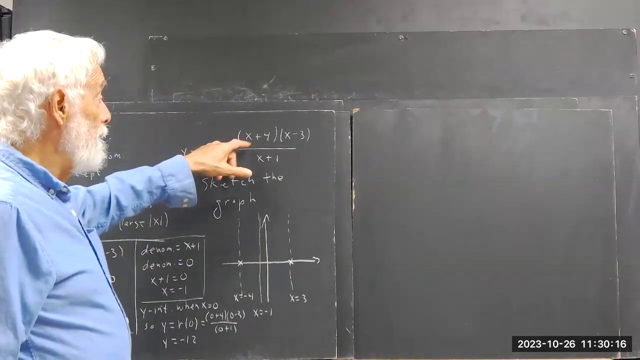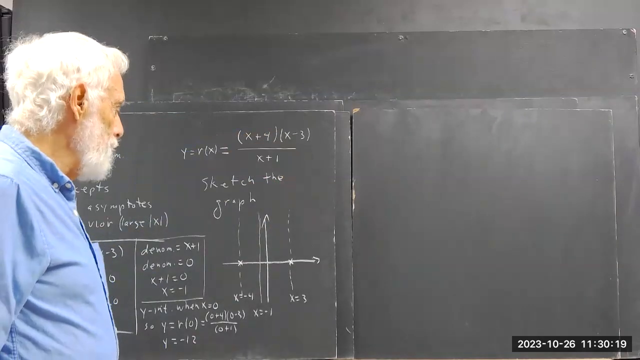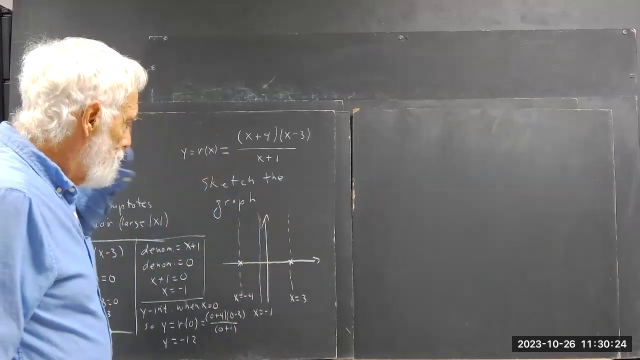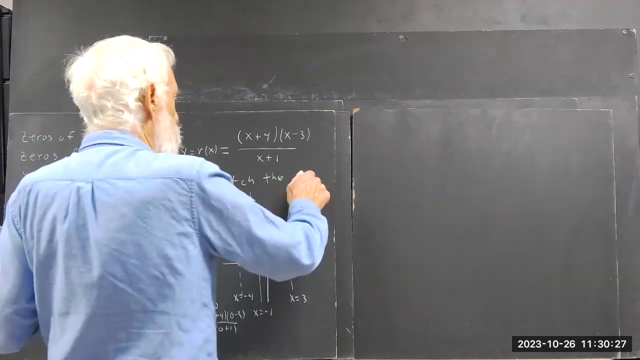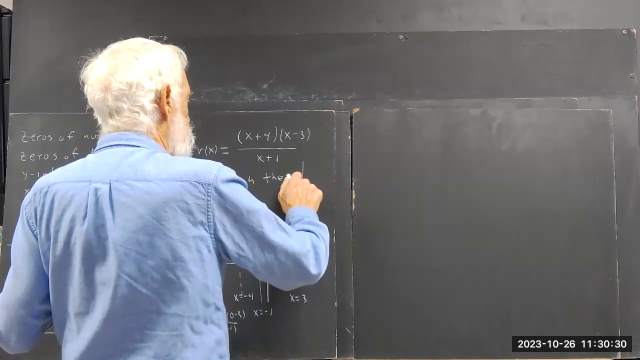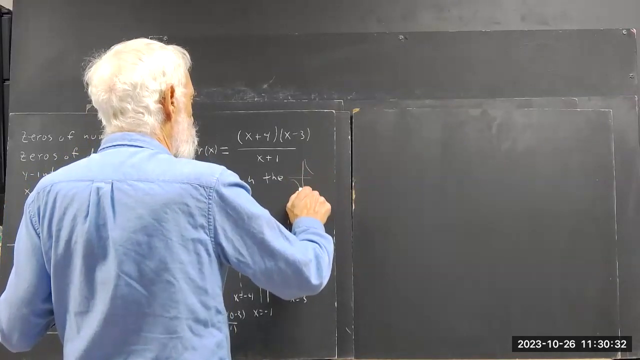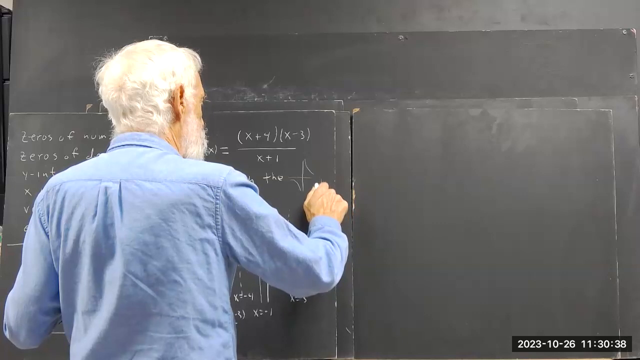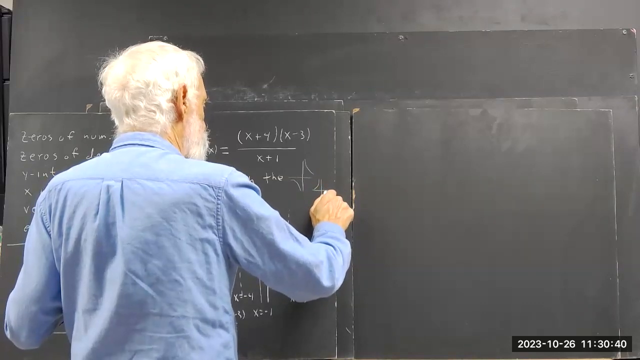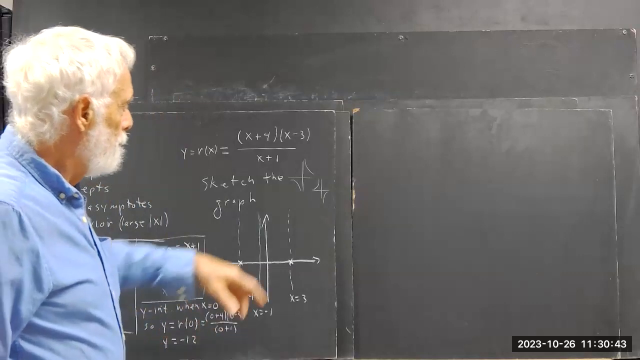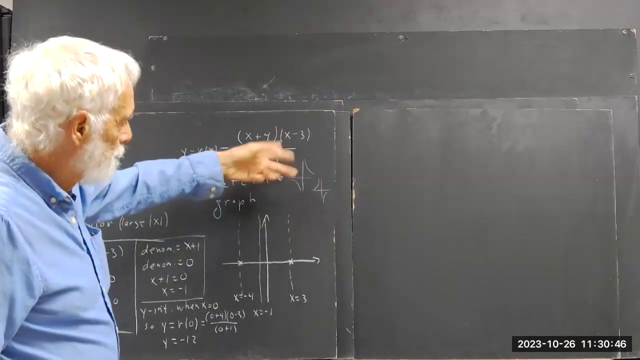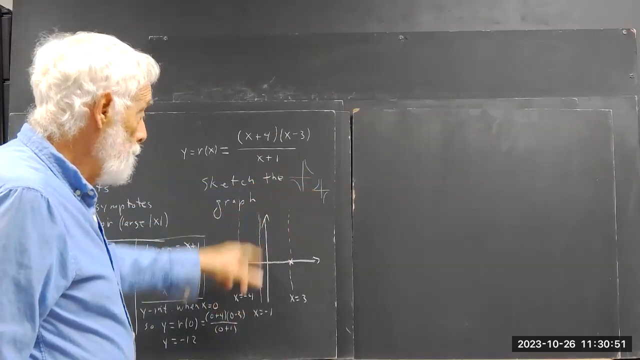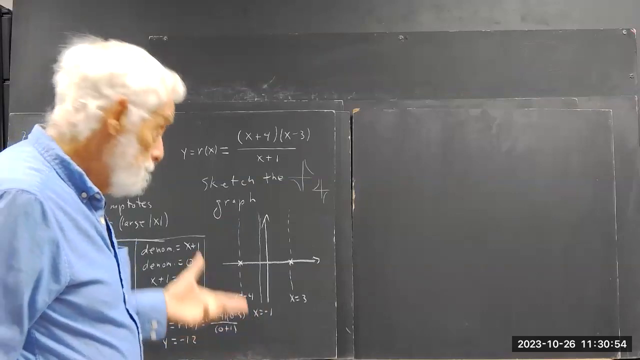Now, depending on whether x plus 4 times x minus 3 is positive or negative at this point, the asymptote could look like this, or it could look like this. Okay. If you flip this thing for a negative sign, it's going to look like this. So it's going to look like one of these things as we approach this vertical line.